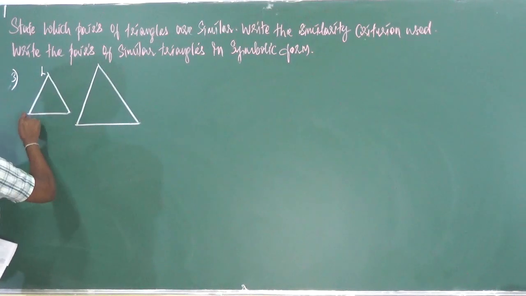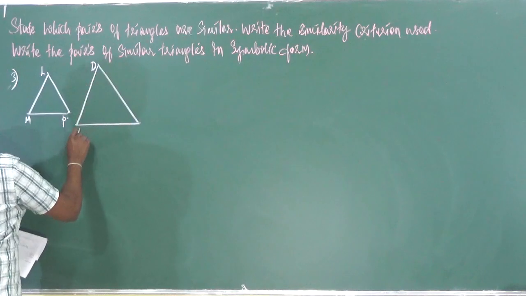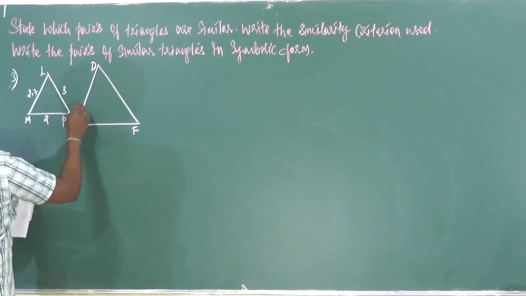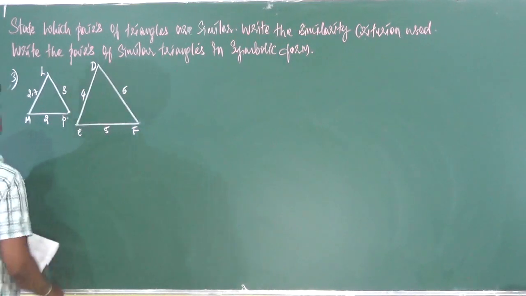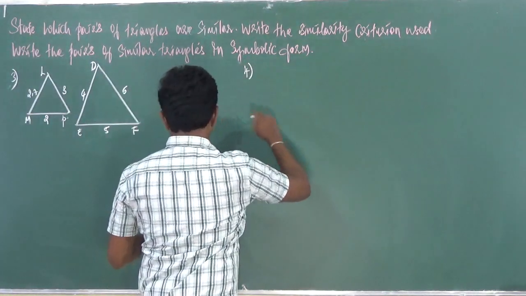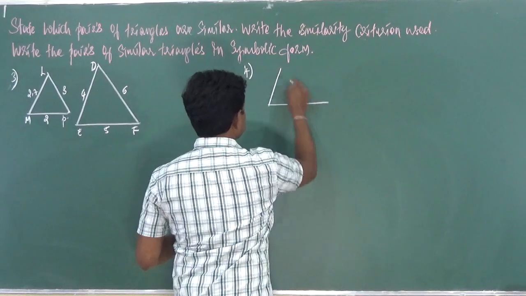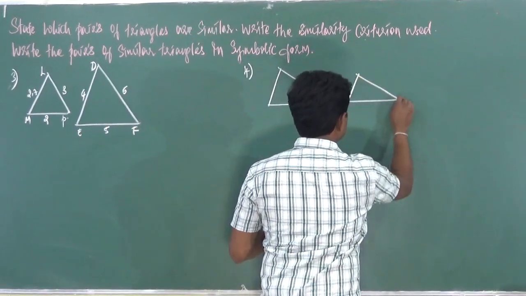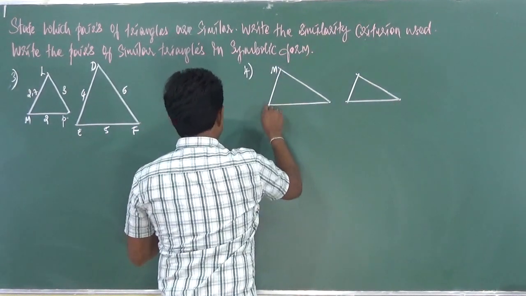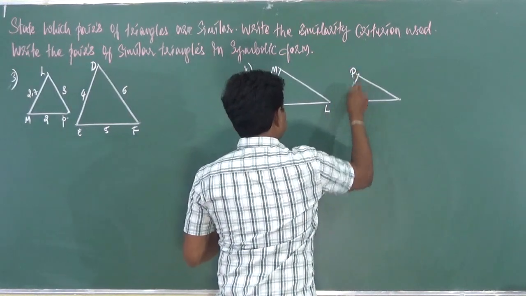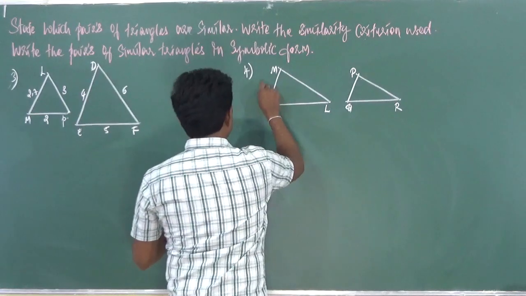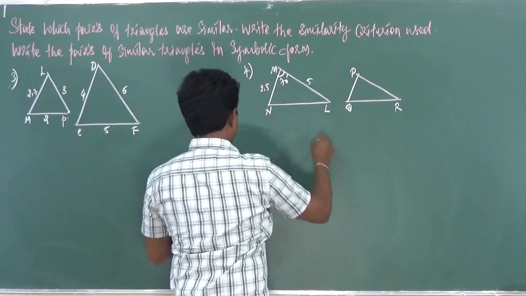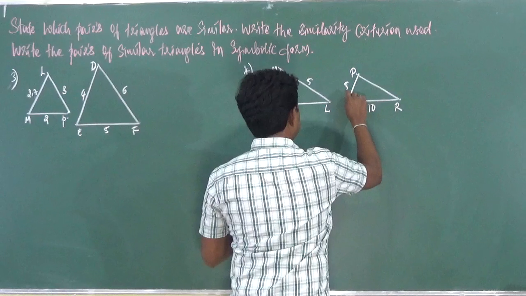This is triangle LMP, and this is triangle DEF. So it is 2.7, 3 and 2. It is 4, 6 and 5. Okay, let us write another one. This is triangle MNL and this is triangle PQR. So this is 2.5, this is 70 degrees and this is 5. This is 5, 10 and 70 degrees.